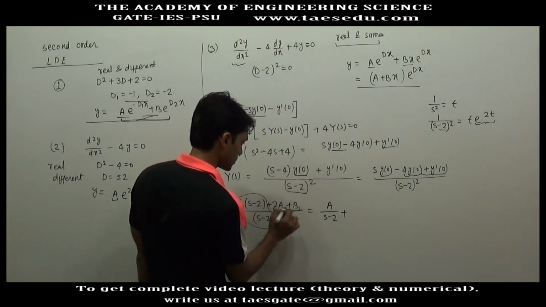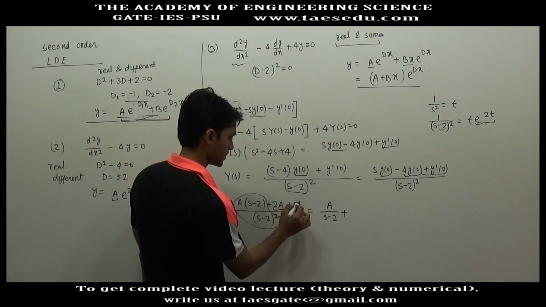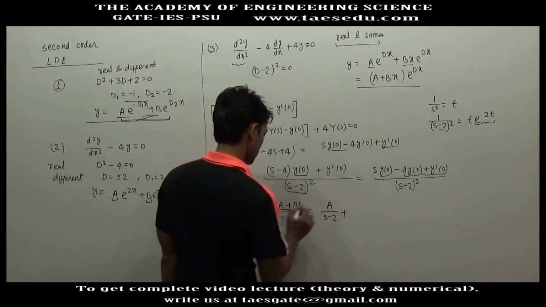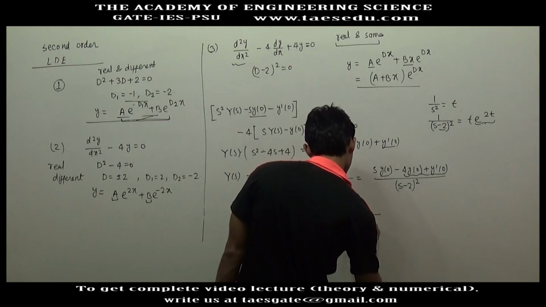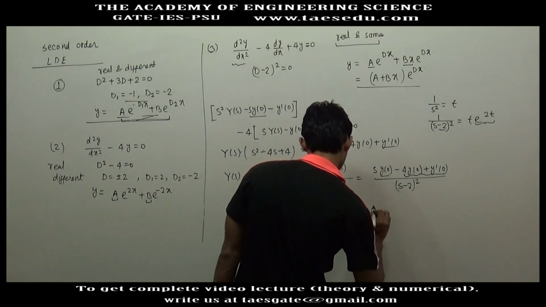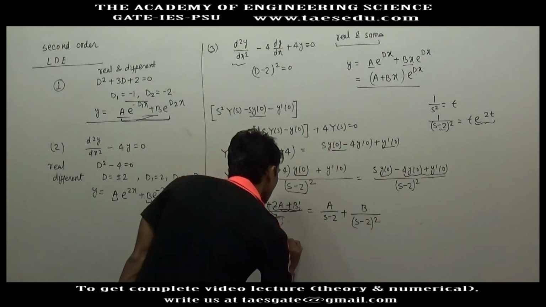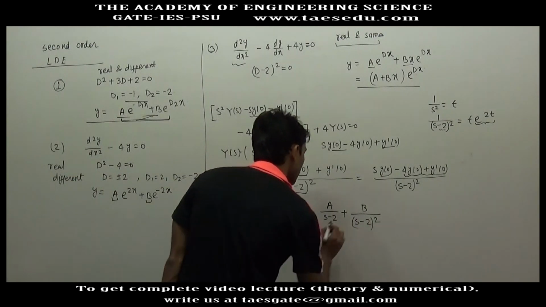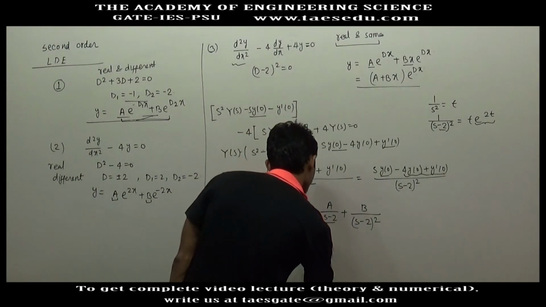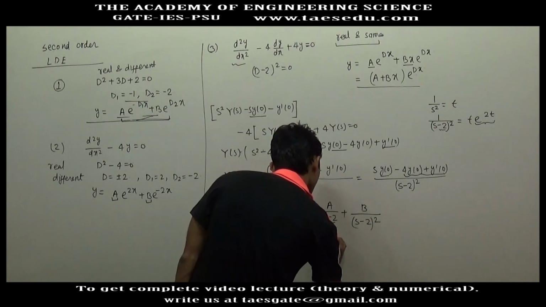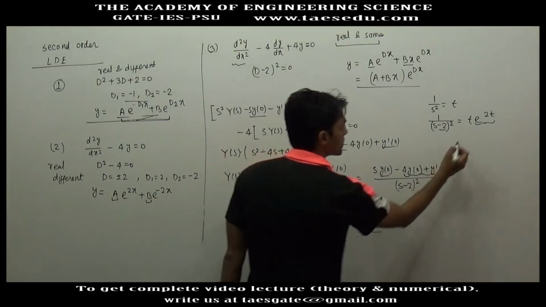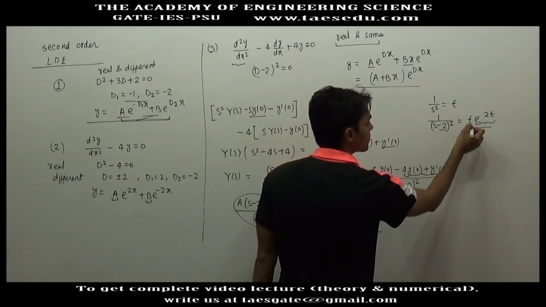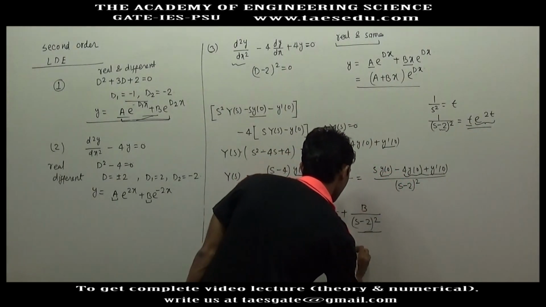Let's say now this constant is b dash. Now this constant is b, so this will give you b divided by (s minus 2) whole square. So what will be y(x)? Inverse Laplace of this will be a into e to power 2x, plus the Laplace inverse of this quantity, which introduces the independent variable x, so x into e to power 2x.